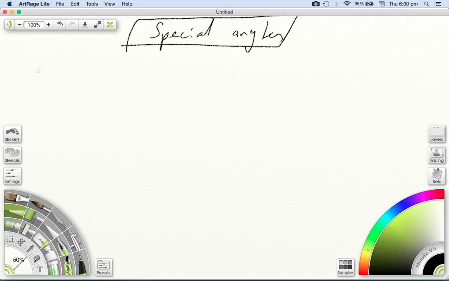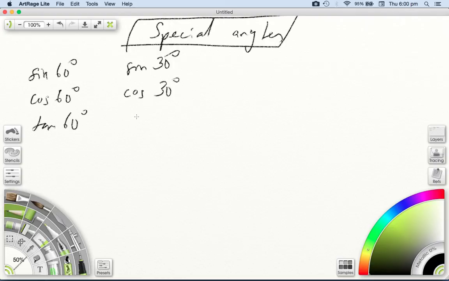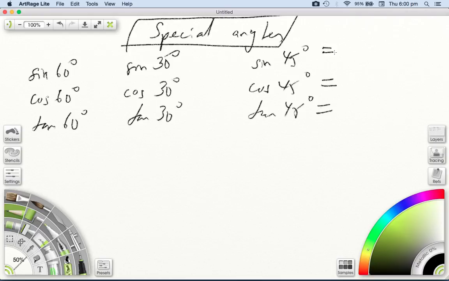For example, sine 60, cosine 60, tangent 60, sine 30, cosine 30, tangent 30, sine 45, cosine 45, tangent 45. Now, these are not given in the formula booklet, so at some point you need to remember how to get this.